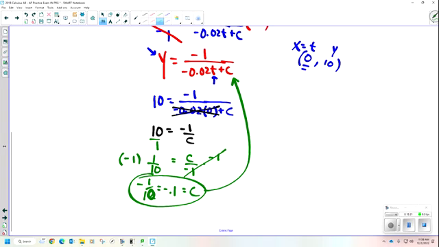Oh, should I multiply all these by 10? Is that what I get? No. For me to get this equation.